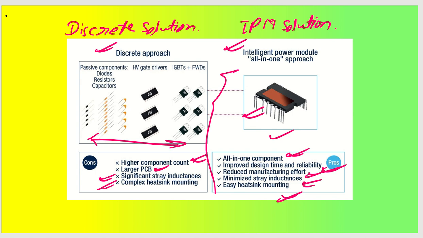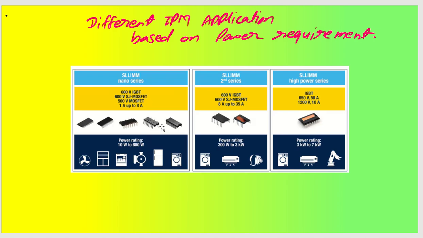So what we'll do is we'll try to take one example from STM IPM so that we can understand what an IPM is and what the different parameters are that need to be taken into account. Before that, we'll just have a quick look at the STMicroelectronics portfolio. We have the SLIMM-nano series, the SLIMM-second series, and the SLIMM-high power series.